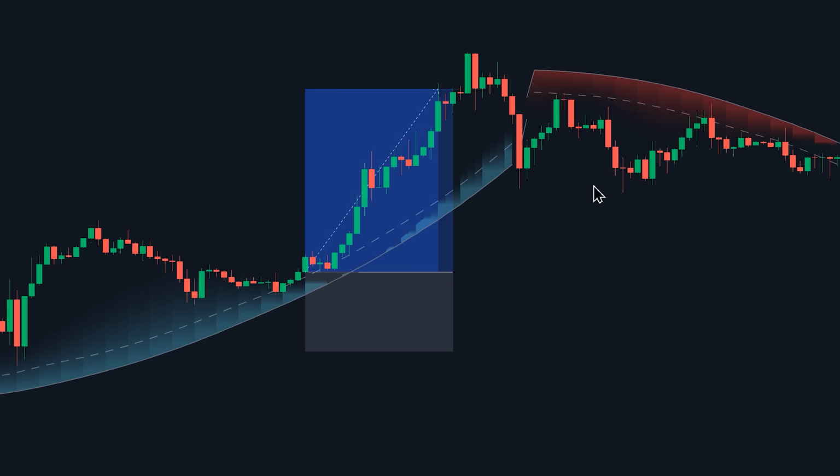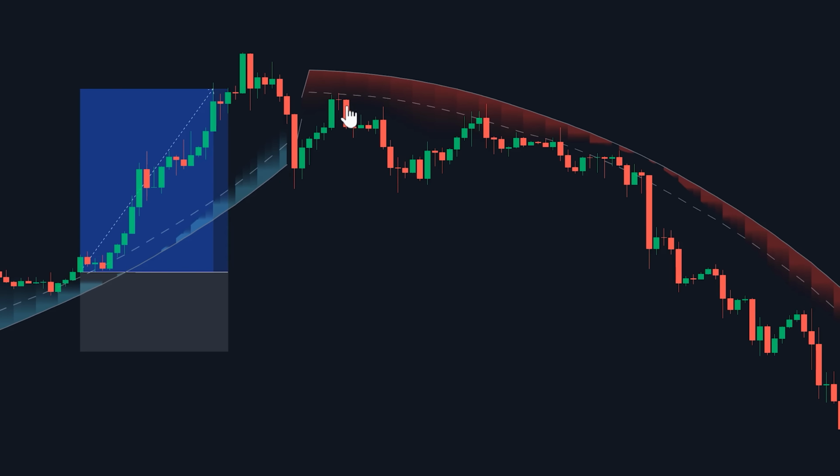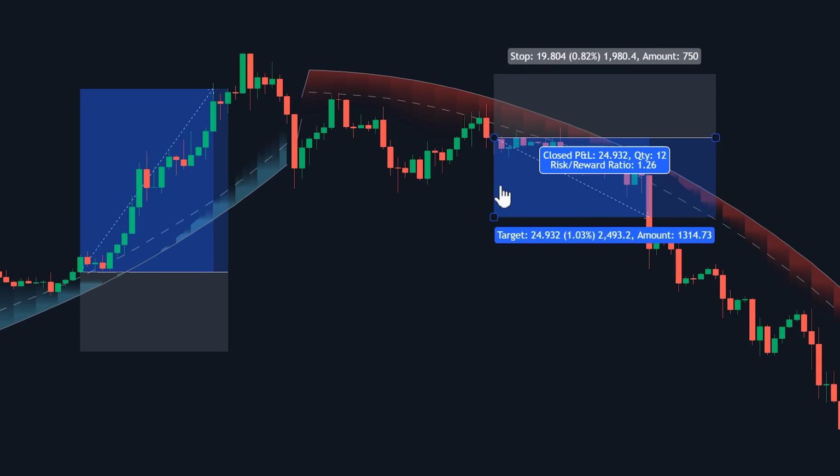Same thing for a bearish trend. You just want to wait for the price to do a pullback all the way up to the dashed line, and then you take your short position.